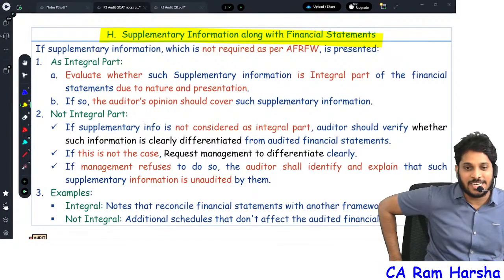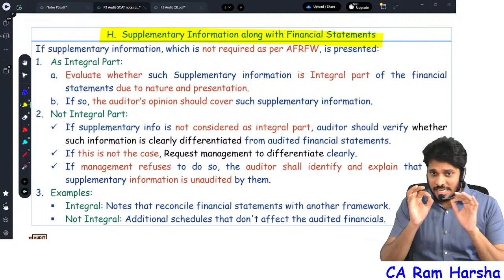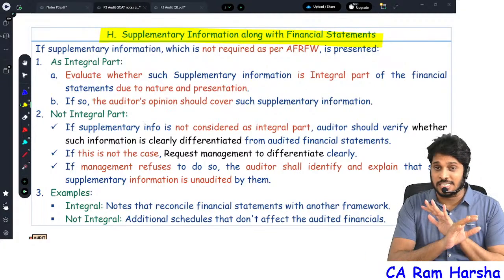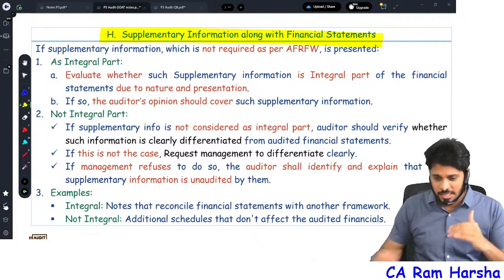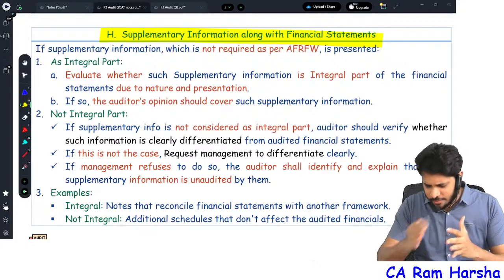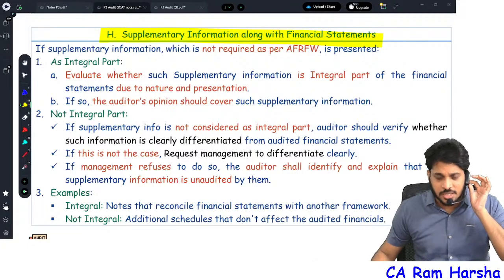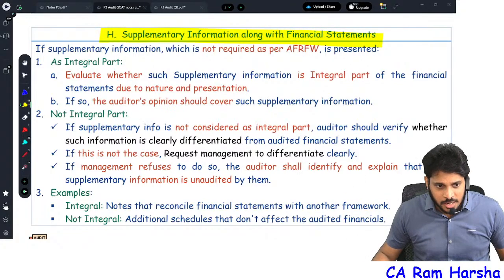Let's begin the continuation of the audit report. In this last session, let's conclude the audit report topic. Whatever the timestamp that you're watching, with this, the audit reporting topic will be completed.